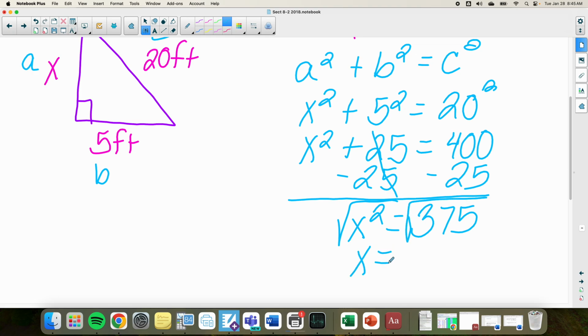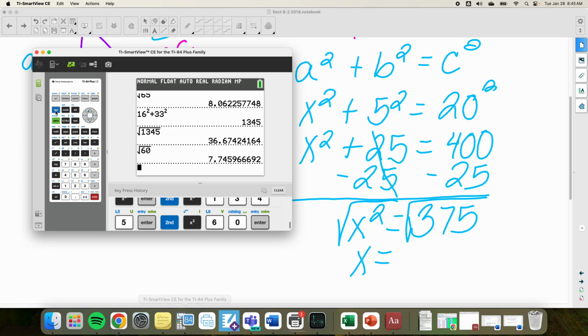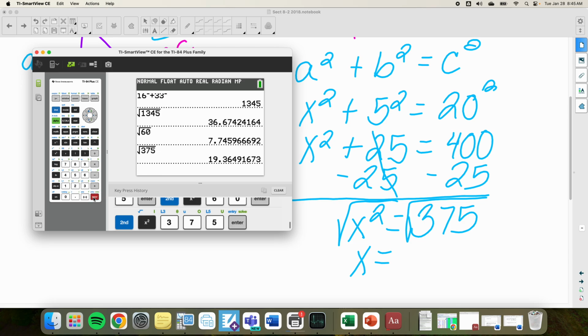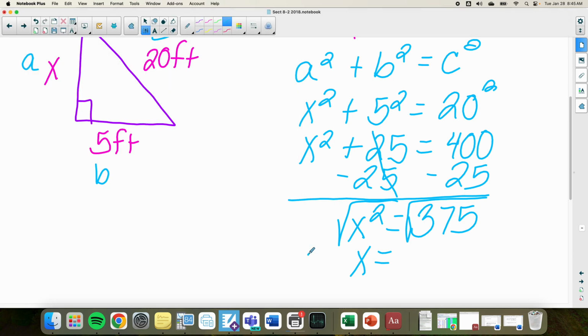And then I would do that one in my calculator. Okay, so we're going to go square root of 375, which is 19.36 feet.